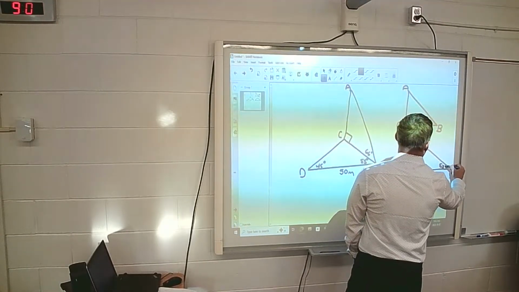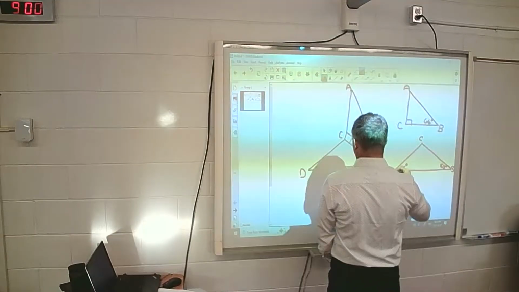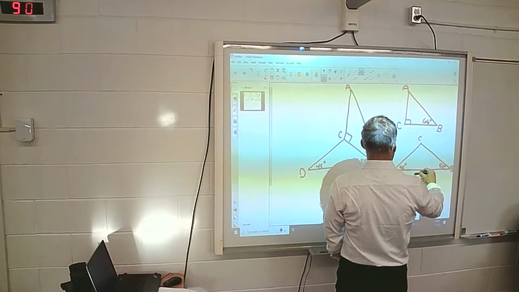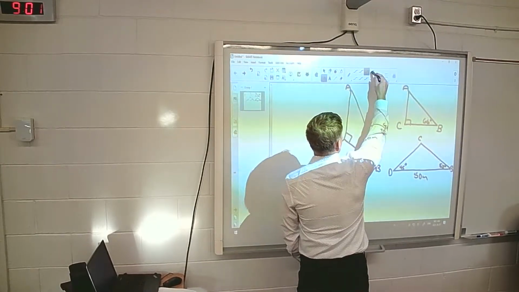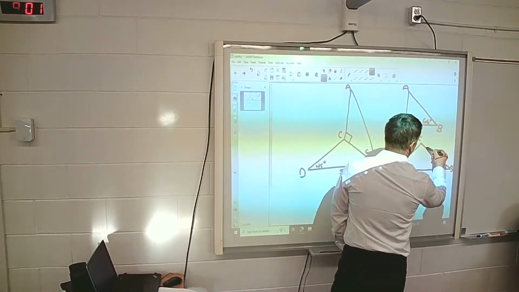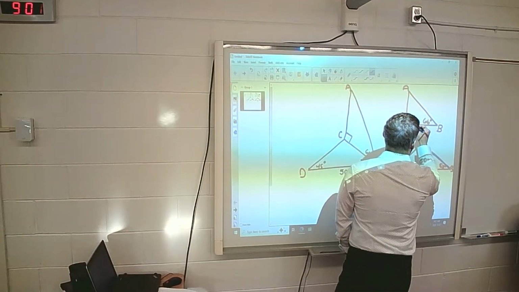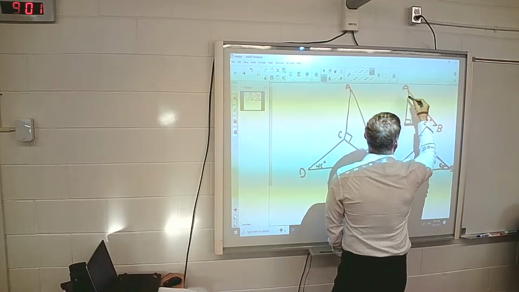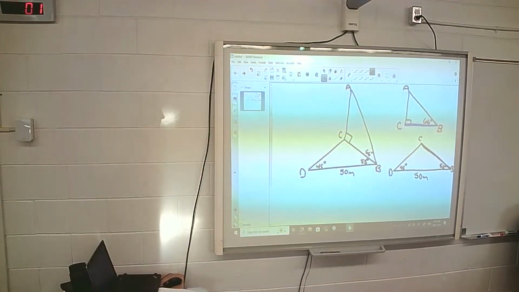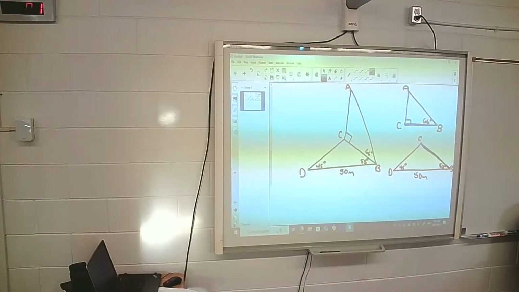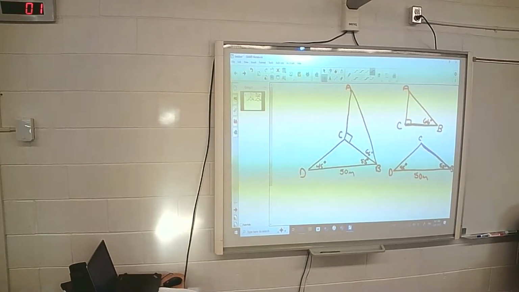Basically, what I'm looking for is, is there a common side? What's the common side between these two triangles? BC. So that's the starting point right there. I need to find that so that I have that, and then I can find AB. All right. What's the first thing I should find in that bottom triangle? Third angle. That's right. Awesome.